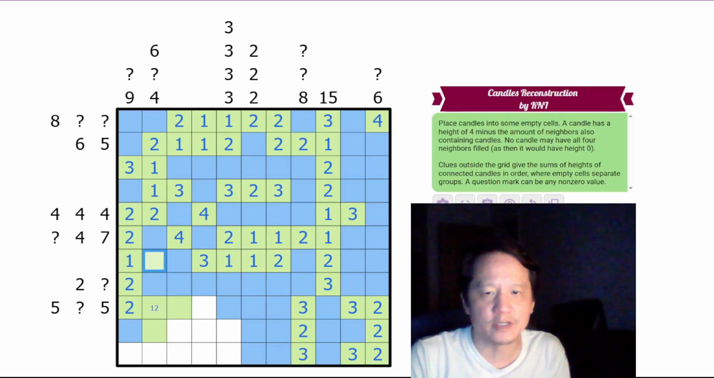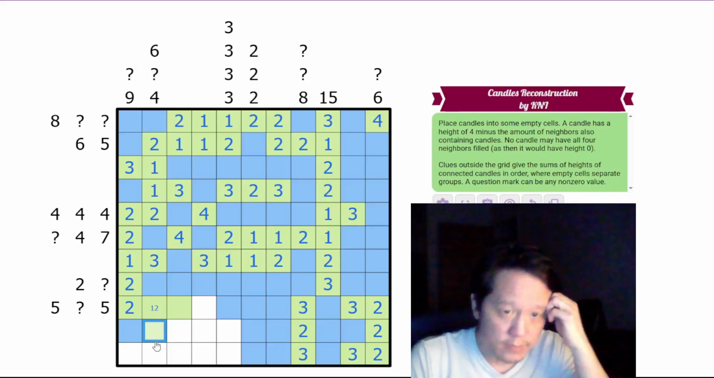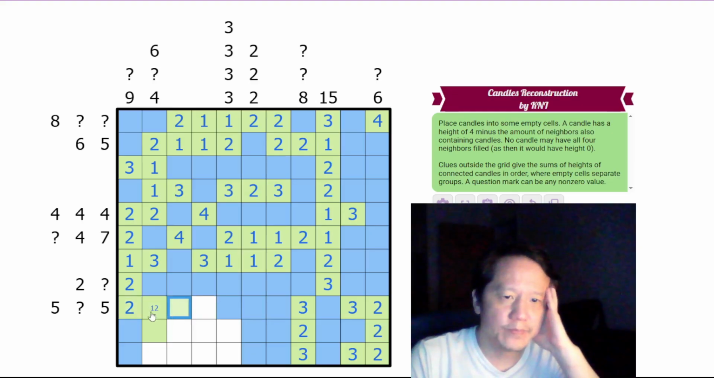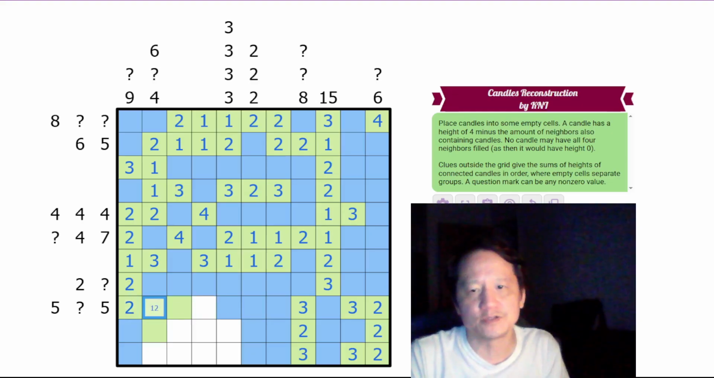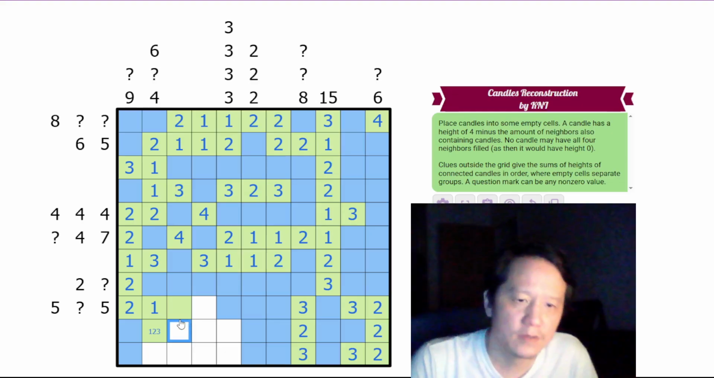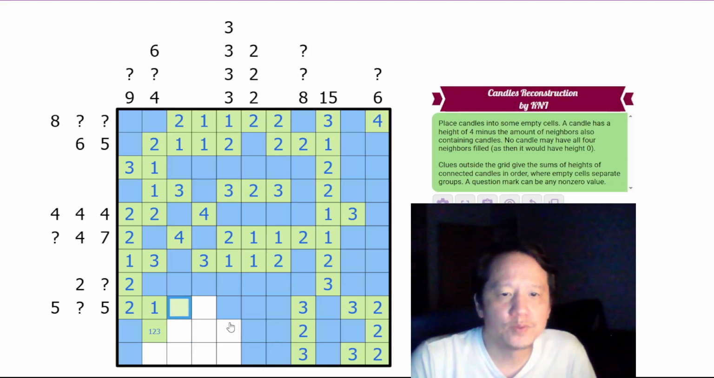That means this has to be candle because it has to have 3 neighbors with candles. This has 1 neighbor with candle, so that's 3. These are blue. This has 3 neighbors with candles, so that's 1. So this could be 1, 2, or 3 here. This must, okay, so this is done.